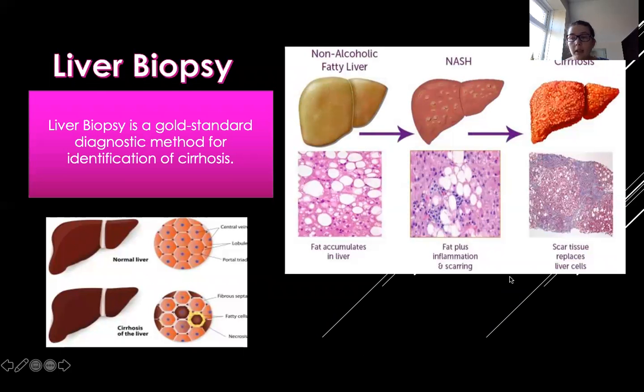Liver biopsy is invasive screening and is the gold standard diagnosis method for identification of cirrhosis. Liver biopsy allows for identification of fat accumulation, inflammation, and scar tissues. In cirrhosis, the scar tissue replaces liver cells. The figure at the bottom shows the difference between normal liver and cirrhosis of the liver tissues.